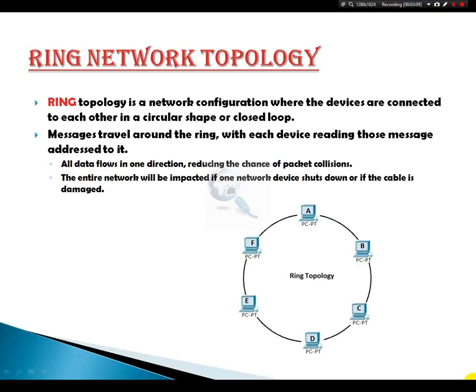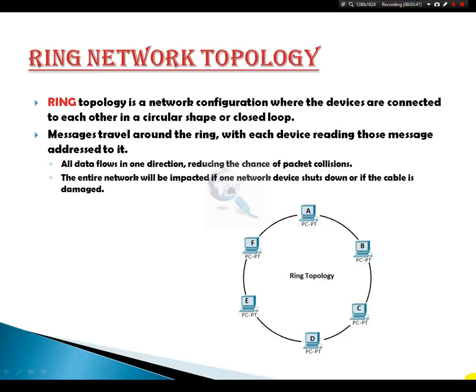Ring network topology. Ring topology is a network configuration where the devices are connected to each other in a circular shape or closed loop. Messages travel around the ring with each device reading those messages addressed to it. The advantage to this design is all data flows in one direction, reducing the chance of packet collision.